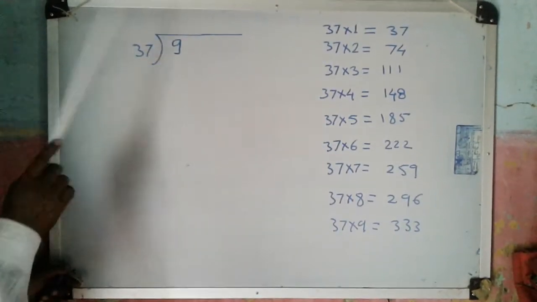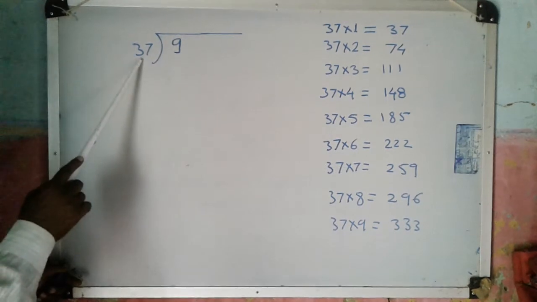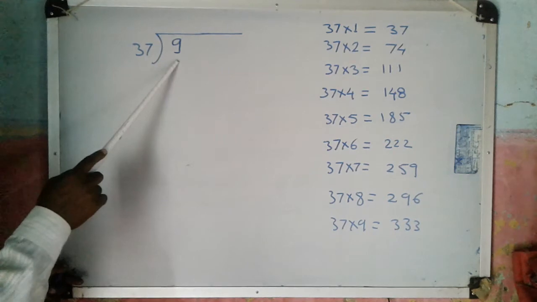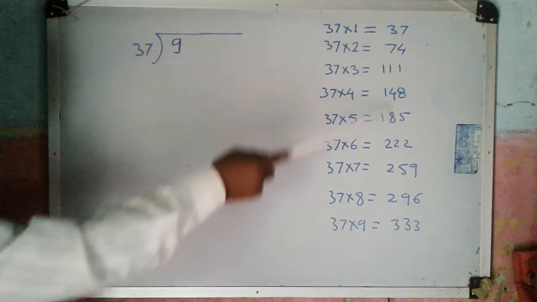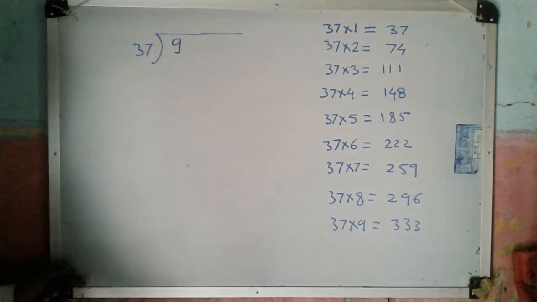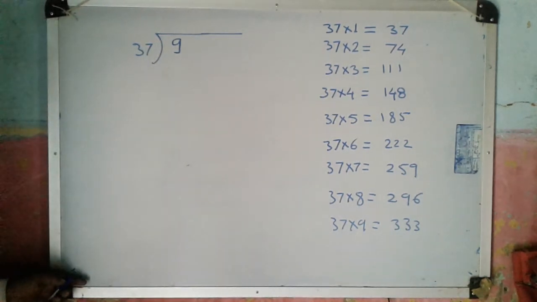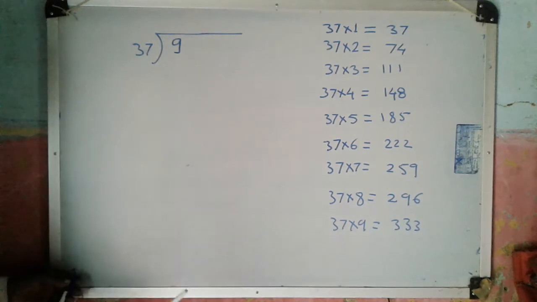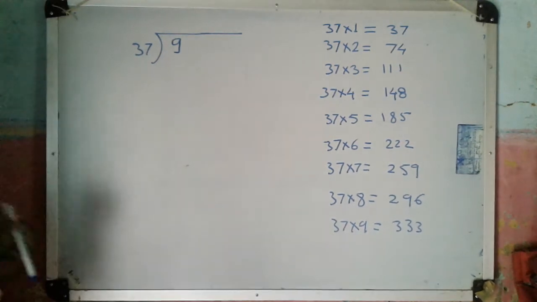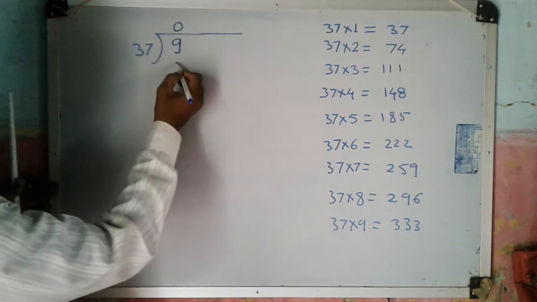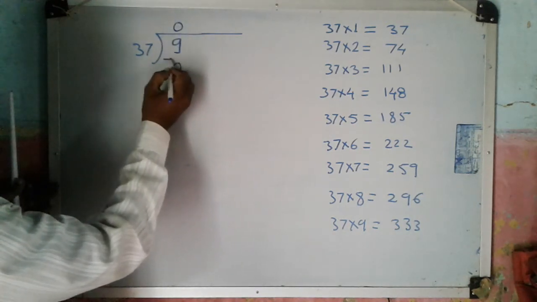So here 9 divided by 37. Here 37 is the divisor and this is the dividend. We have to use the table of 37. Using this table we will divide 9 by 37. Here the dividend is less than the divisor, so the first quotient digit will be 0. 37 0s are 0.